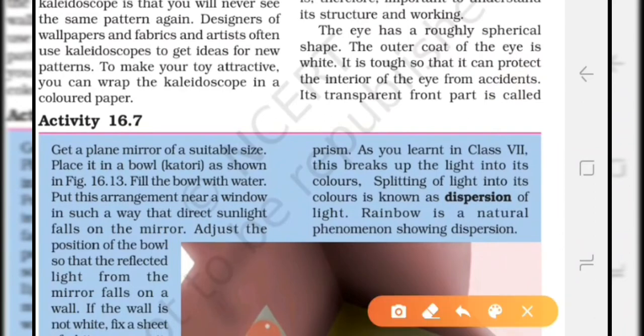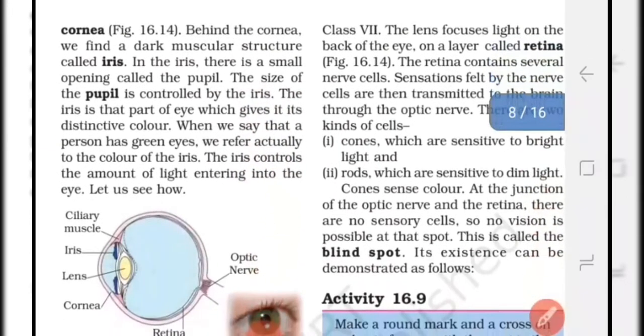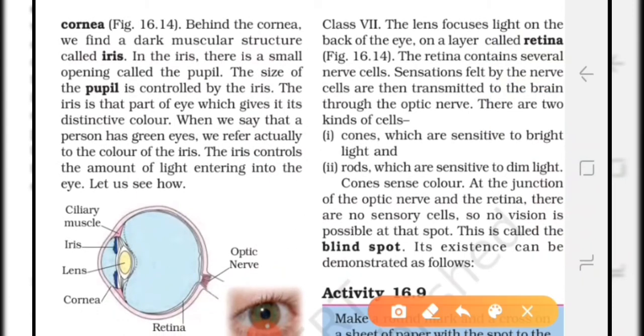The eye has a roughly spherical shape. The outer coat of the eye is white. It is tough so that it can protect the interior of the eye. Its transparent front part is called the cornea. Now behind the cornea, we find a dark muscular structure that is known as the iris. In the iris, there is a small opening called the pupil.